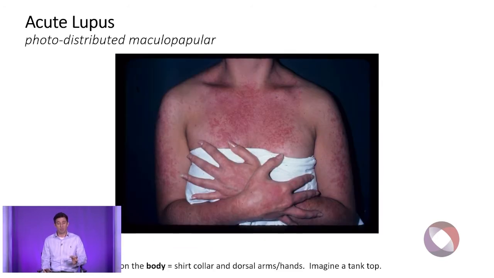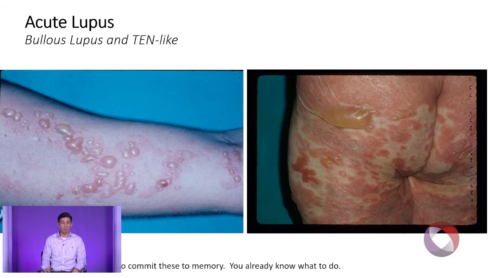The other forms of acute lupus, what is photodistributed? You don't have to remember the photodistributed maculopapular, but this is a good opportunity to talk about what's photodistributed on the body. Photodistributed on the body for a female patient generally looks like a tank top. So if you put a tank top on them, it's going to spare that area. The other areas of involvement you can see here. Typically, it's not going to be as beautiful as this, a perfect photo distribution. Usually you get some of the neck, some of the dorsal forearms, some of the hands, or you'll just get the dorsal forearms and hands. But this is what photodistributed on the body would look like.